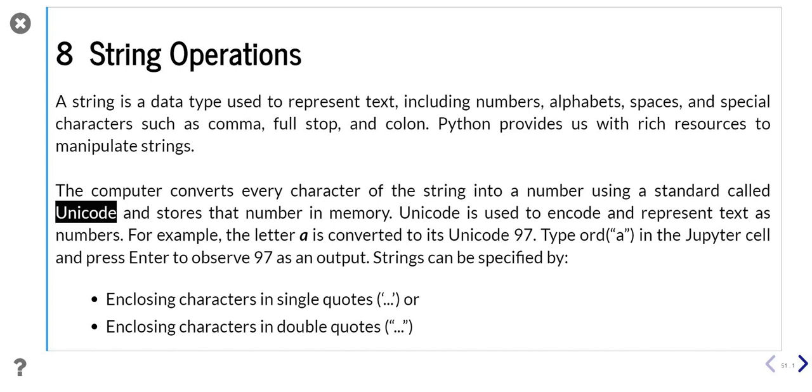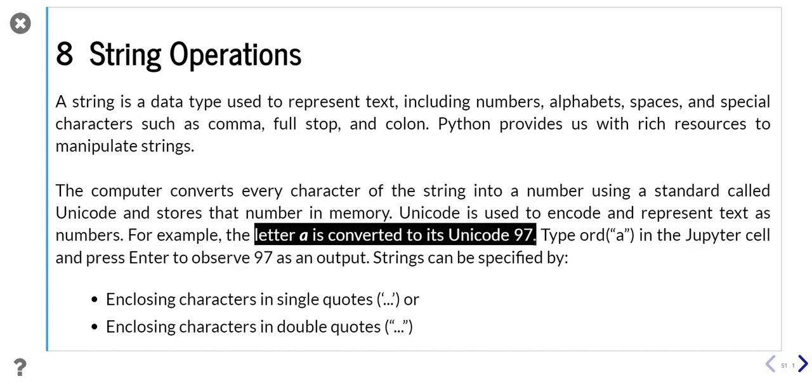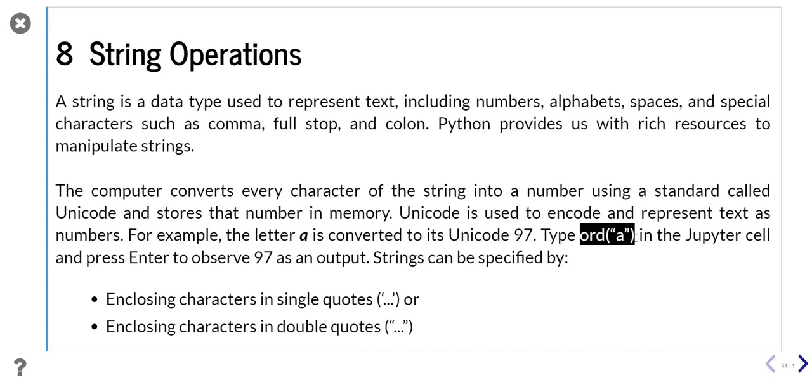So Unicode is much more comprehensive. It covers all the keyboard letters that you see, non-English letters or whatever. So that is Unicode, and Python actually uses Unicode. Unicode is used to encode and represent text as numbers. So for example, the letter A is converted into Unicode 97. If you type ord of A in a Jupyter cell and press enter, you will observe 97 as an output, which shows that A is converted into Unicode 97. Okay, we will do that in a while.